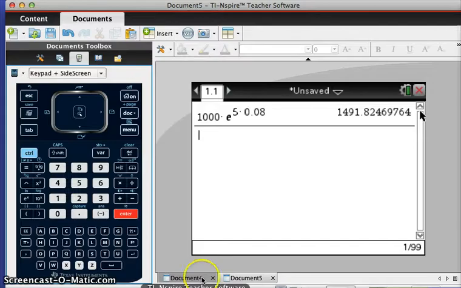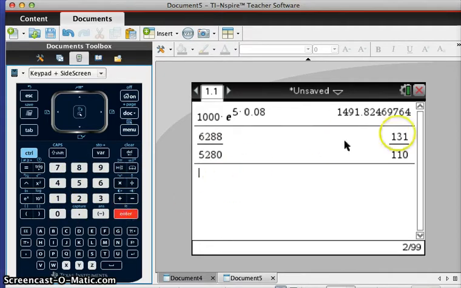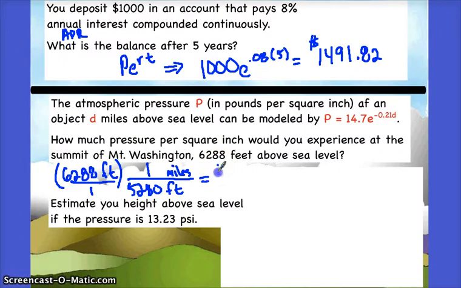So we can go on our calculator. 6288 divided by 5280, and we'll get a nice answer, 131 over 110. So I can take that 131 over 110 and plug it into my formula. The pressure will be equal to 14.7 e to the negative 0.21 d. Notice e to the negative means they're decaying away. So as our d value gets larger, as we move upwards into the air, the pressure is going to be coming down. Or as you move higher in the air, it gets thinner. You have less air pressure going on.